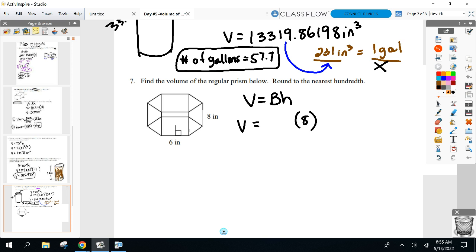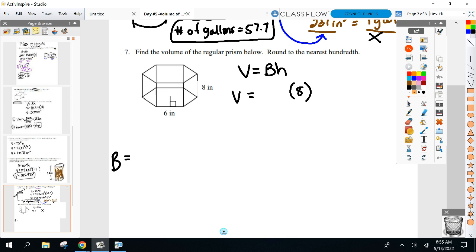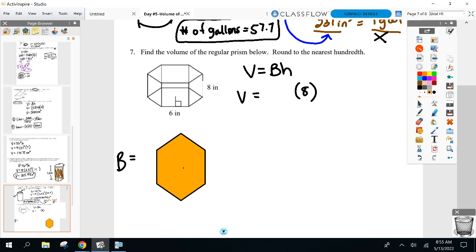Ooh, you ready for Big B? I hate it when he does this. Here's Big B. Get my hexagon out. There it is. Nope, there's not. We're on fire here. Try that. There we go.